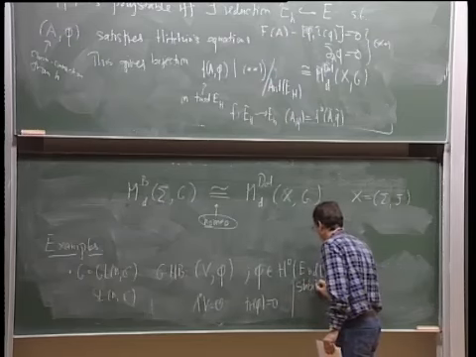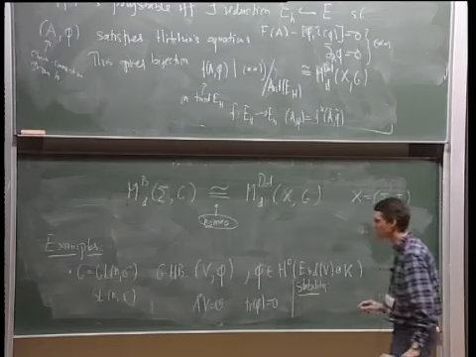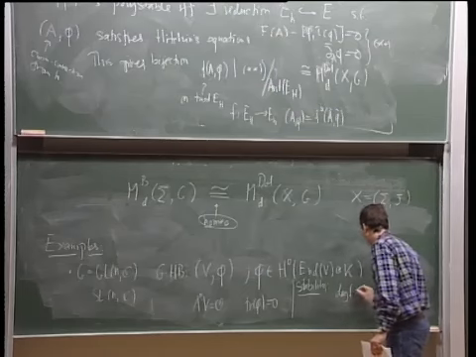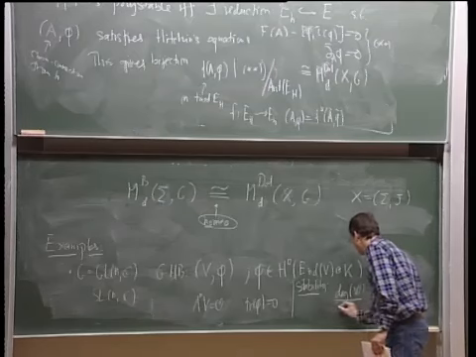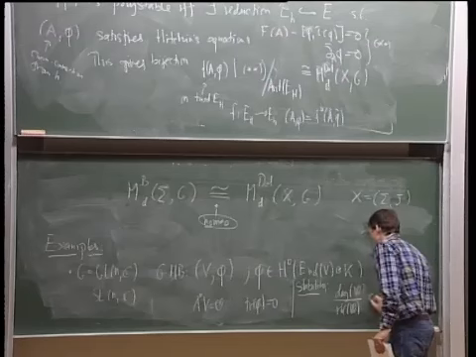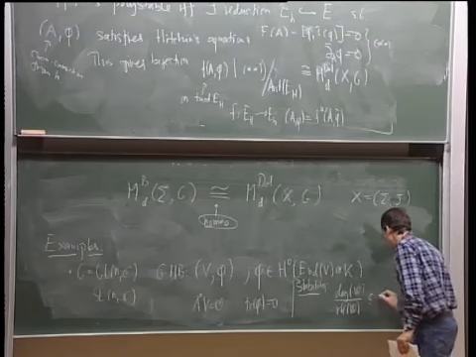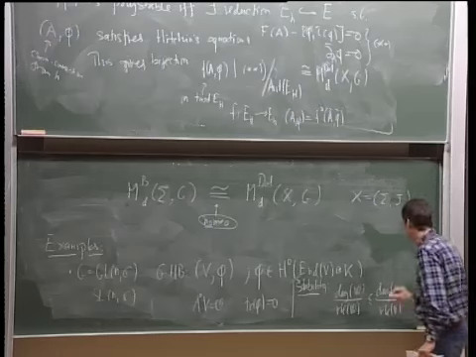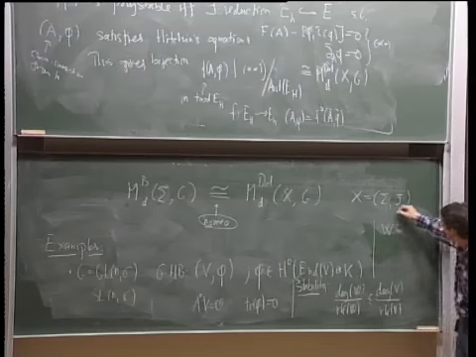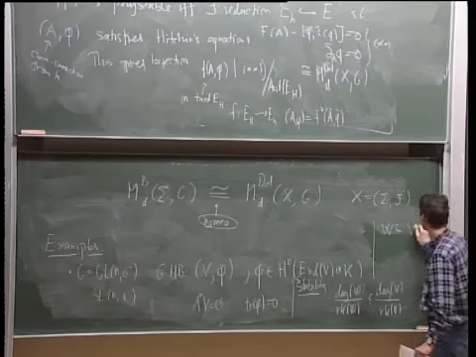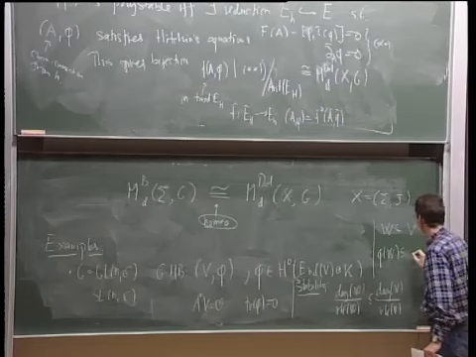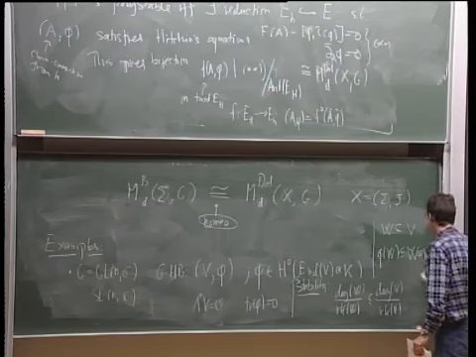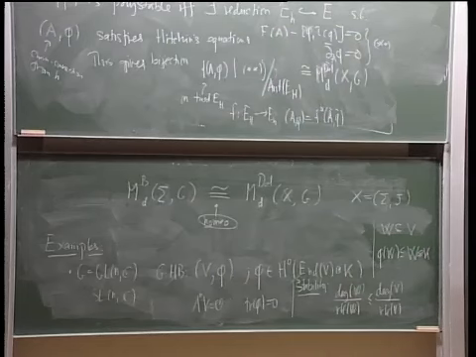Stability is the usual stability for Higgs bundles, so it just says, let me write semi-stability, that the slope of W is less than or equal to the slope of V for any sub-bundle W which defines a sub-Higgs bundle, so phi of W has to be inside W tensor canonical. Okay.